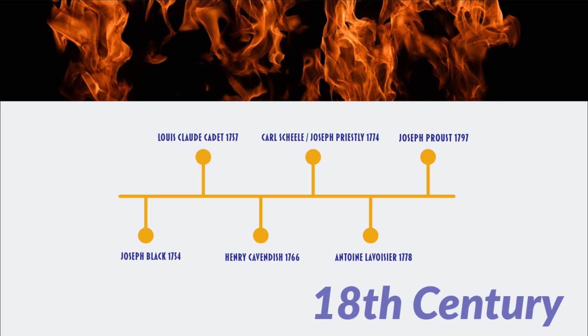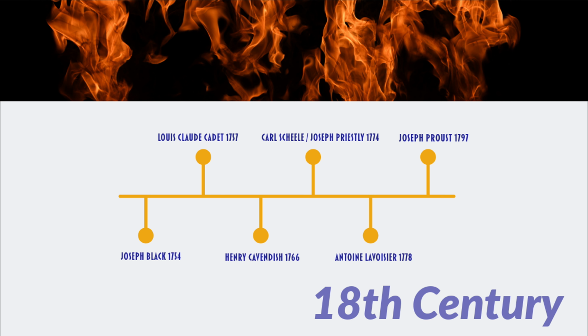In 1757, Louis Claude Cadet, while investigating arsenic compounds, created something called Cadet's fuming liquid, and that was discovered later on to be cacodyl oxide, considered to be the first synthetic organometallic compound.